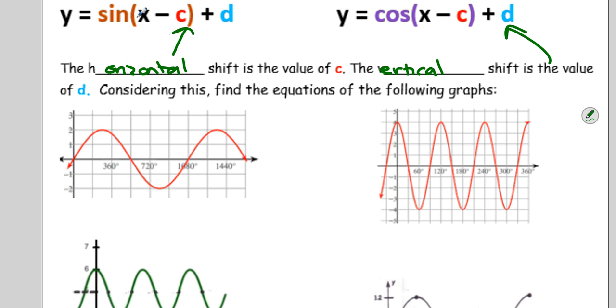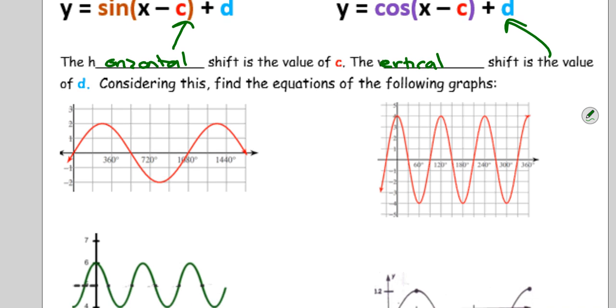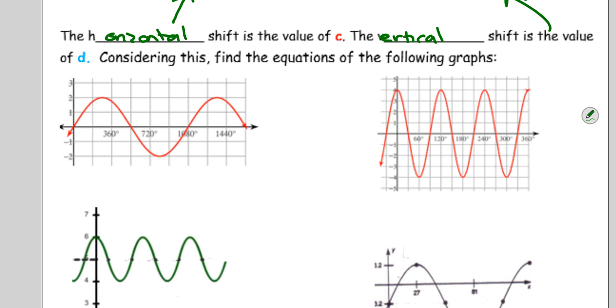If there's a number multiplied by x instead, inside the bracket, that's a horizontal transformation, and it affects the period of the graph, which is similar to the horizontal stretch. And the D informs us, if there's a number added or subtracted, of the vertical shift. So there's a lot to think about all at once.